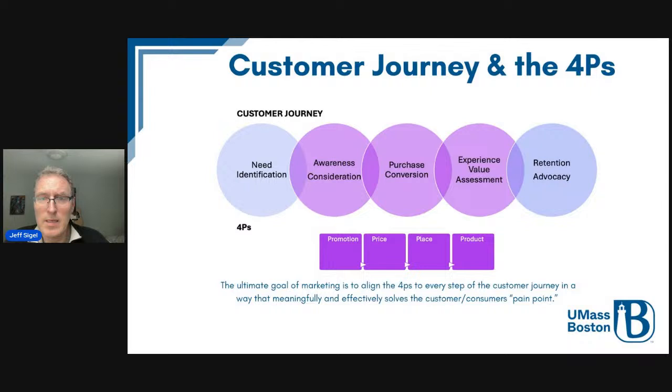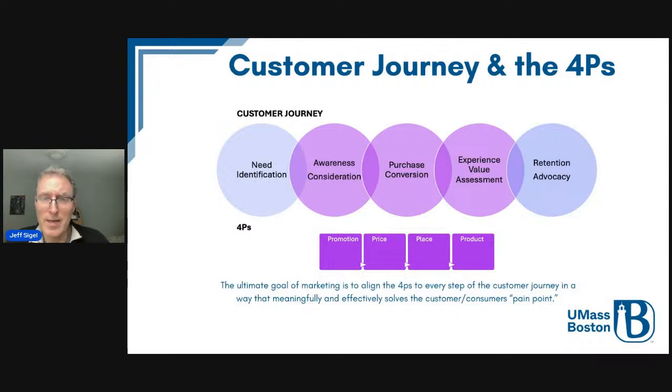The next piece then is purchase conversion. This is where I convert from somebody who was considering buying a product to actually making the decision to make that purchase. And that might happen online, that might happen in a store, that might happen somewhere in between those two. I'm going to buy something online and ultimately pick it up in the store. But essentially, this is the part where the sale is made.